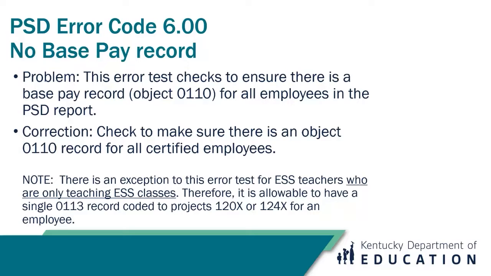The correction here, check to make sure there is an object 0110 record for all certified employees. In other words, you can't have an 0111. You can't have these extra earnings without an 0110 base pay record. The note here is there is an exception to this error test for ESS teachers who are only teaching ESS classes. Therefore, it is allowable to have a single 0113 record coded to projects 120X or 124X, X representing the letter for the year, for an employee.